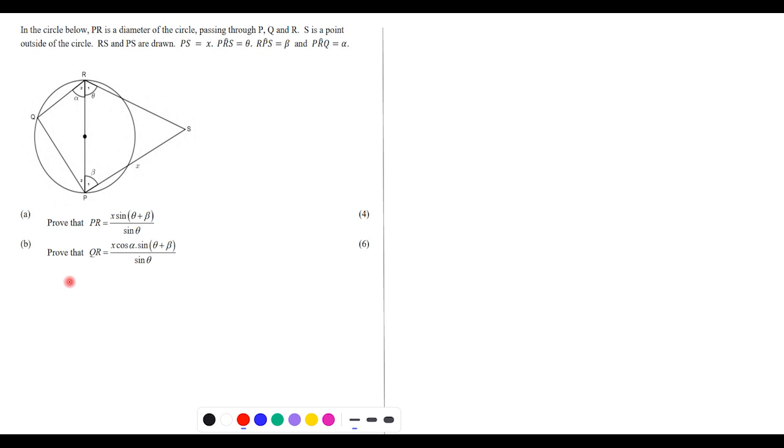So without wasting any further time, we're going to go straight into the question. Now in this question here, we're having a 2D trigonometric application. And as you can see in the question, we need to prove some sides using trigonometry.